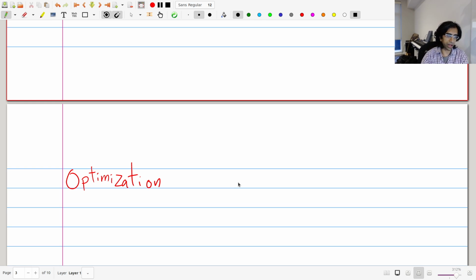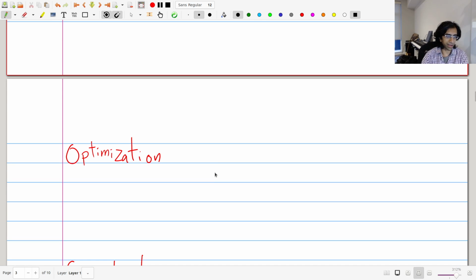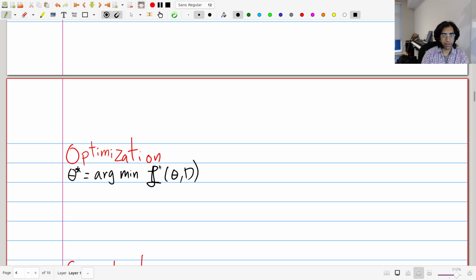And I'll mention, why is this an optimization problem? Remember, the goal is to try to find something which is as close as possible to theta star, which is, you know, arg min of L on theta d. So this is just an optimization problem because we're trying to find the theta which minimizes this.